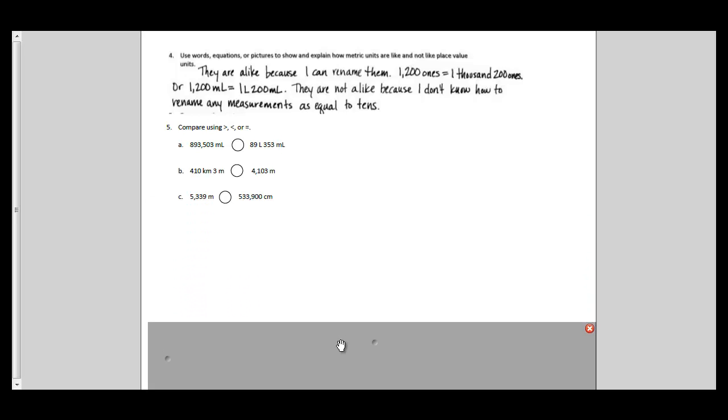All right, now we're going to do a little bit of comparing. I'm noticing that sometimes whenever we have these greater than, less than, or equal to, we're just guessing. Let's try to not do that. Okay, so if I have 893,503 milliliters, let's think about what this would be in milliliters. Since this is milliliters and this is liters and milliliters, let's change this to milliliters. So this would be 89,353 milliliters.